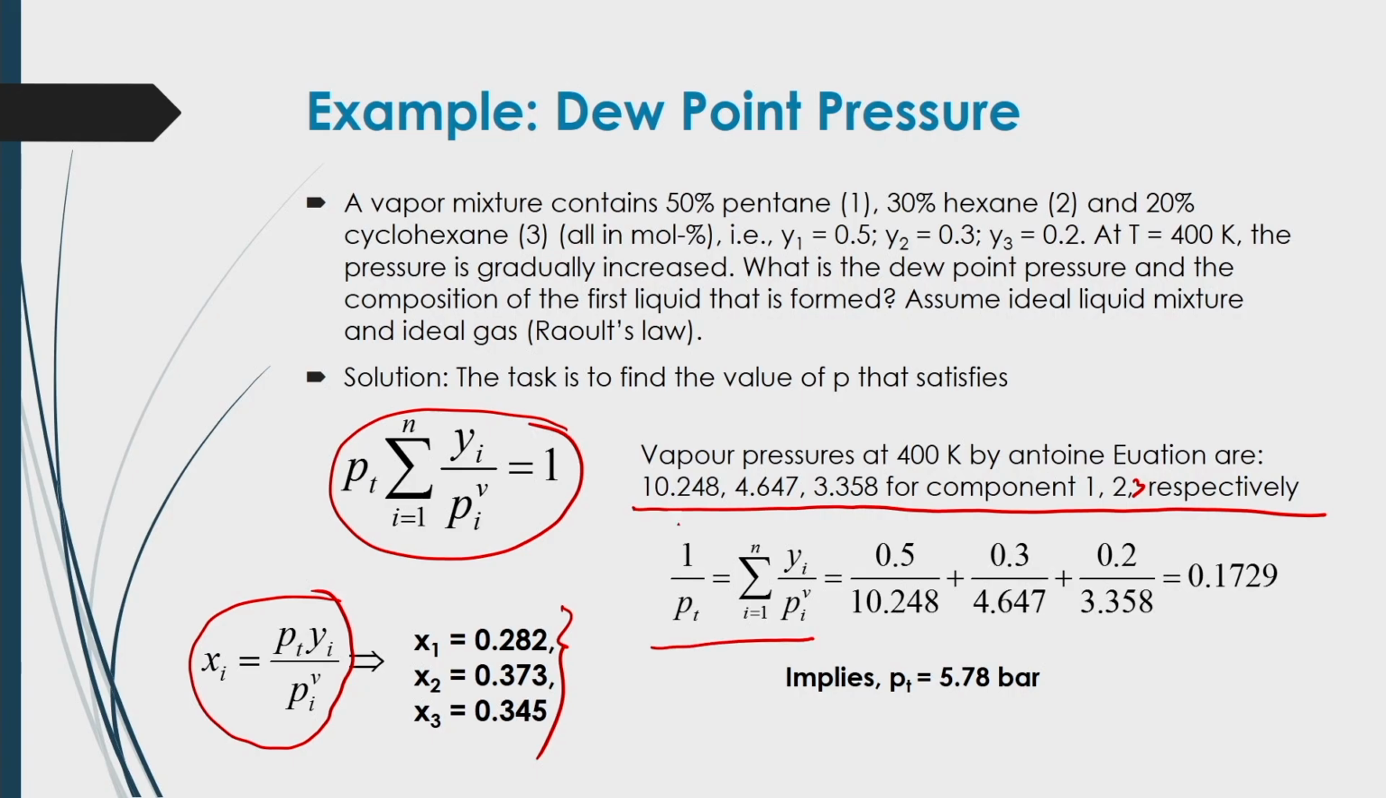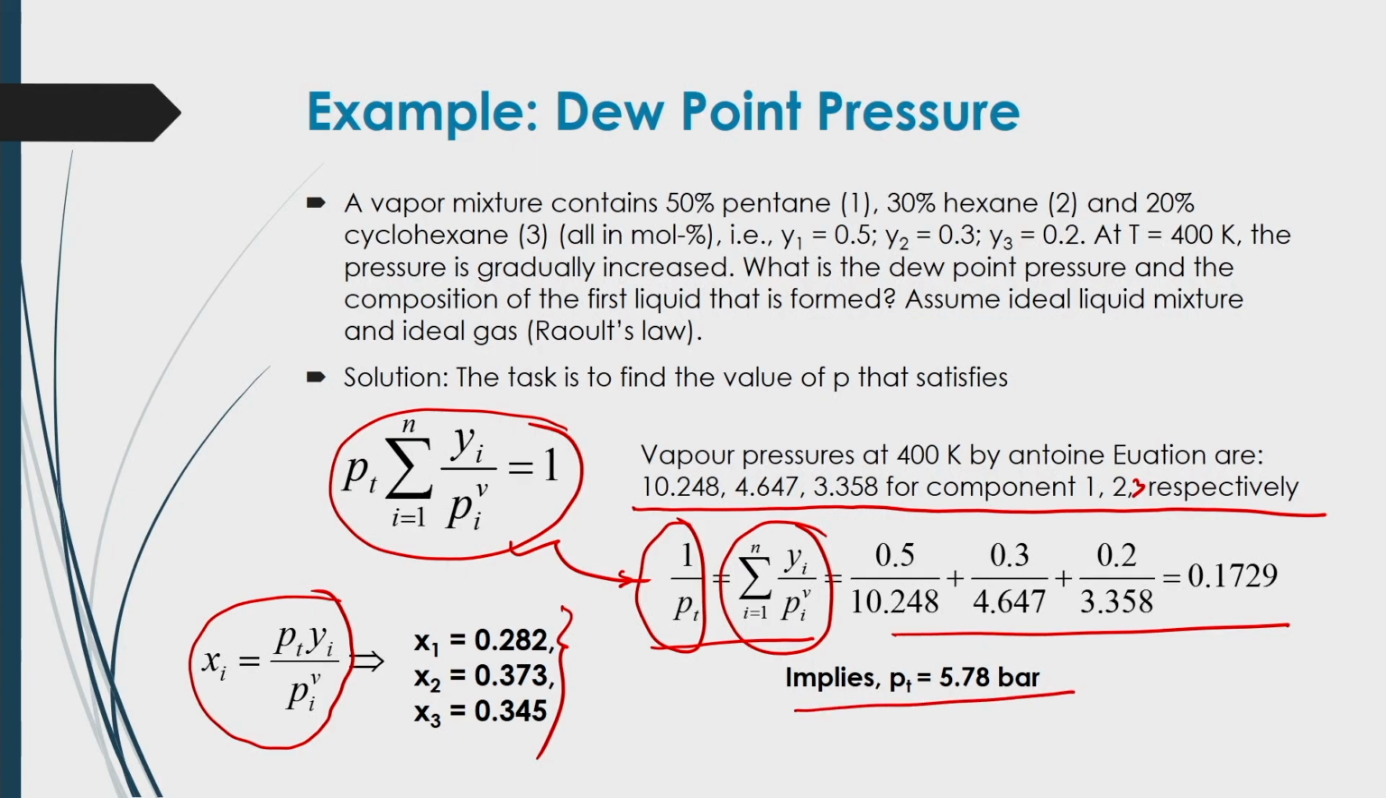So, from the vapor pressures of components 1, 2 and 3 you can calculate the value of 1 by Pt as per this equation, okay. Then after substitution of yi and Pi^v, you can easily calculate the total pressure. It comes out here as 0.1729, which implies that the total pressure will be equal to 5.78 bar.